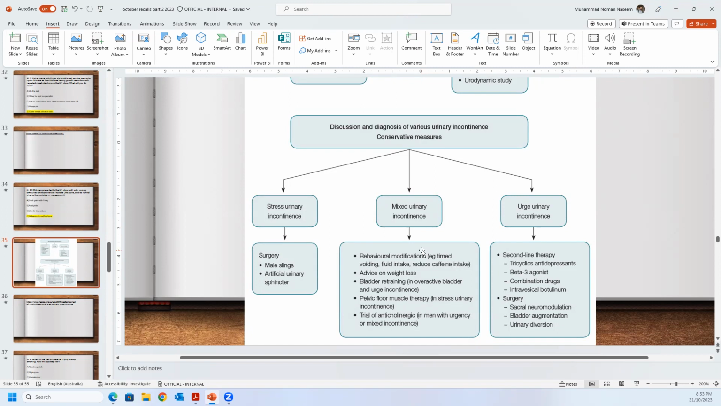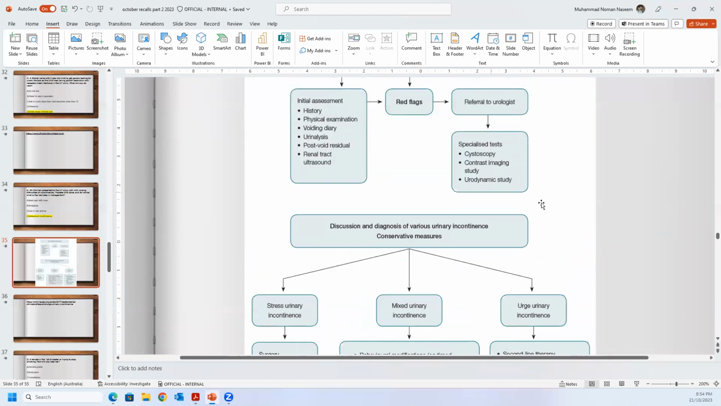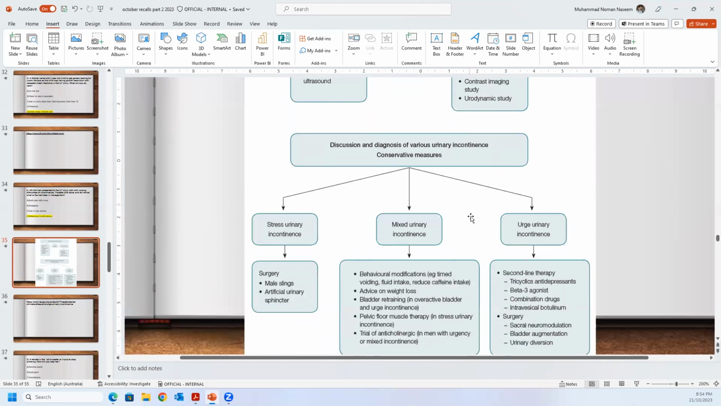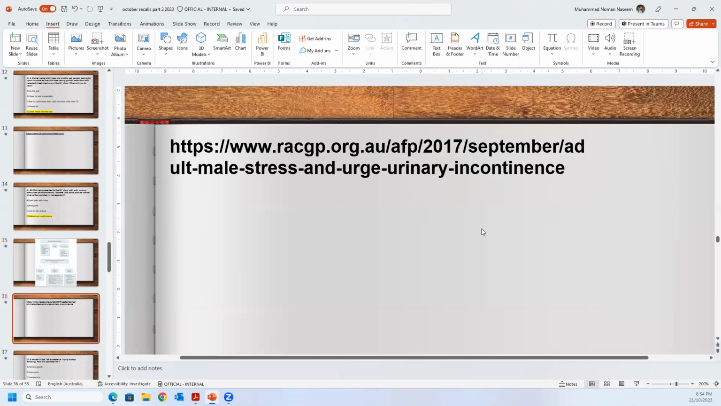Pelvic floor muscle exercises are not very helpful in the urge incontinence, but very helpful in the stress incontinence. A trial of anticholinergic is very important in the urge incontinence. So this is how we investigate and then treat the incontinences.